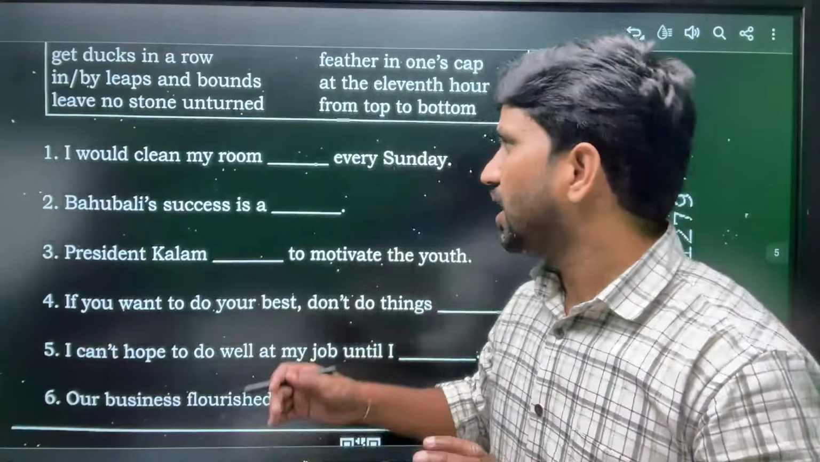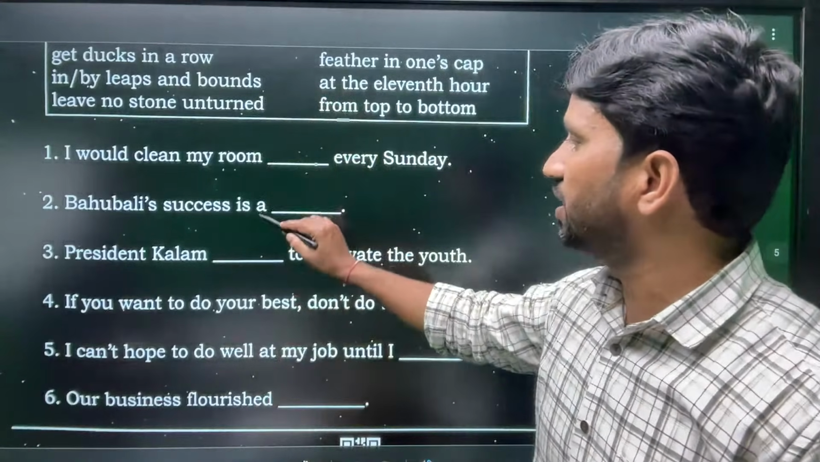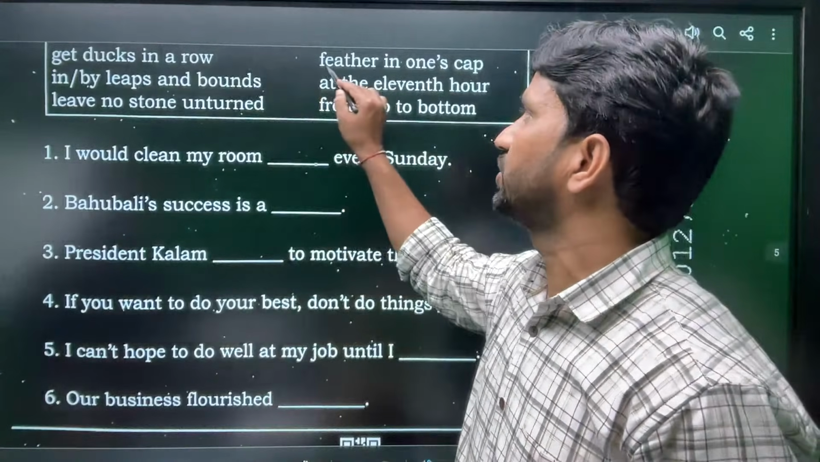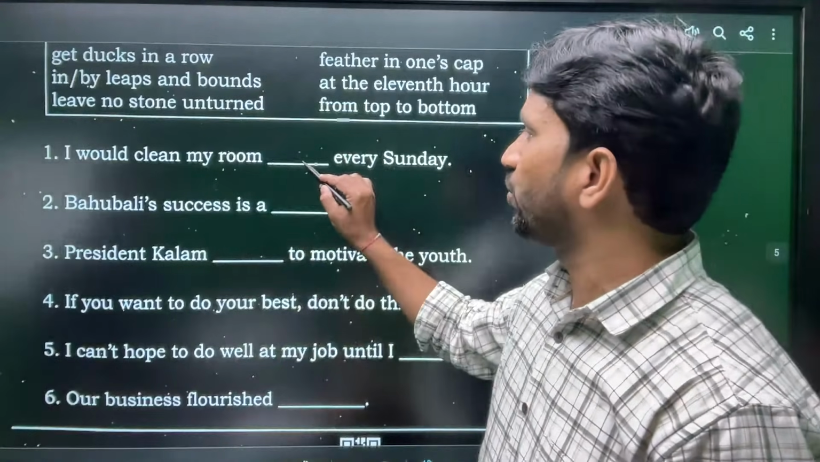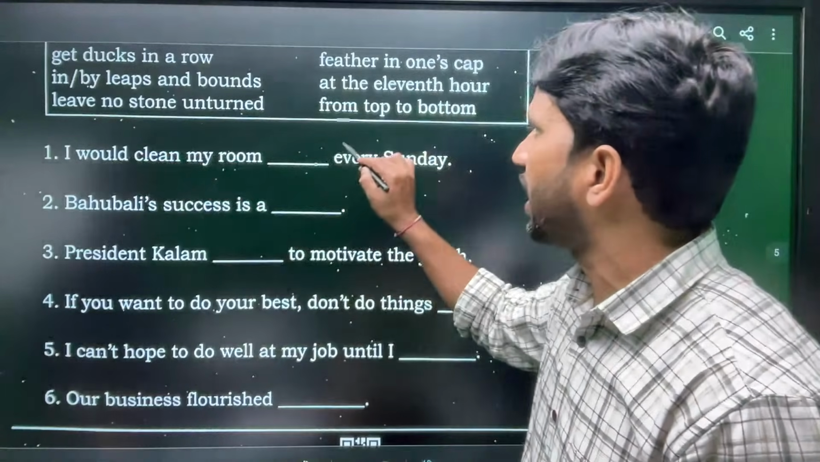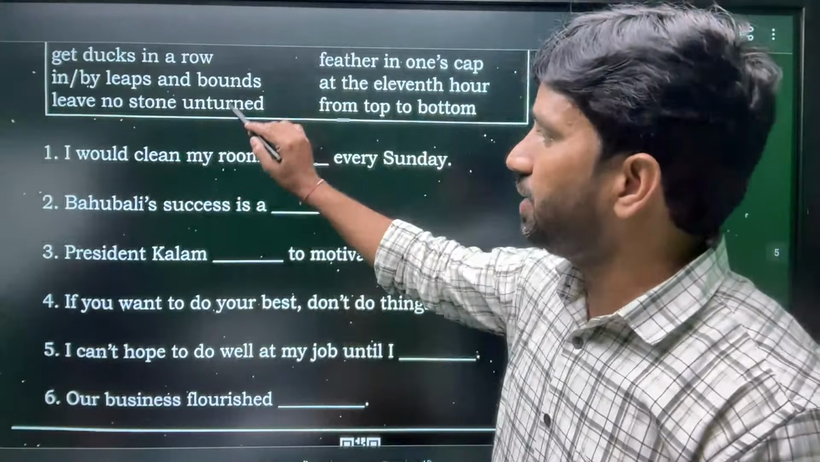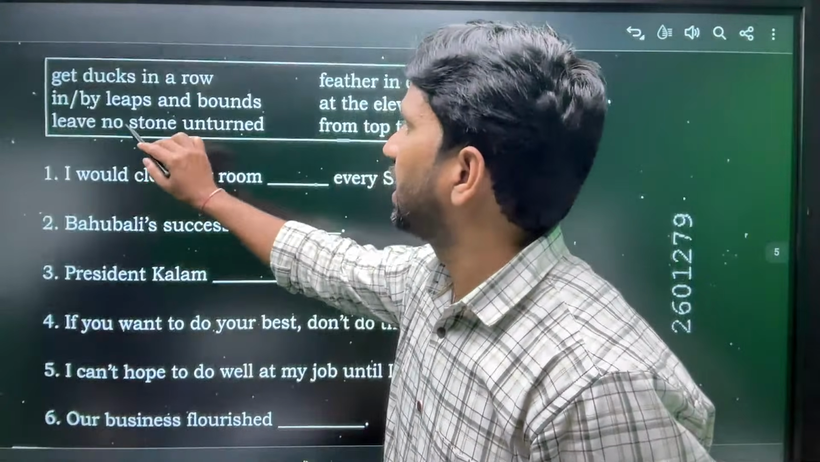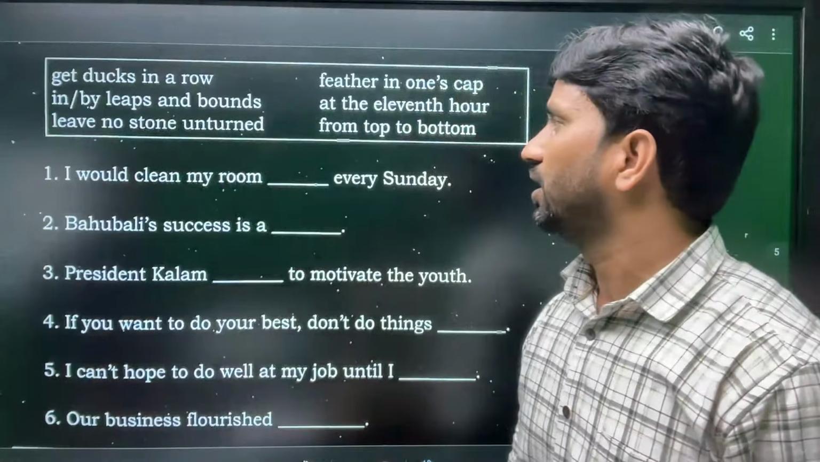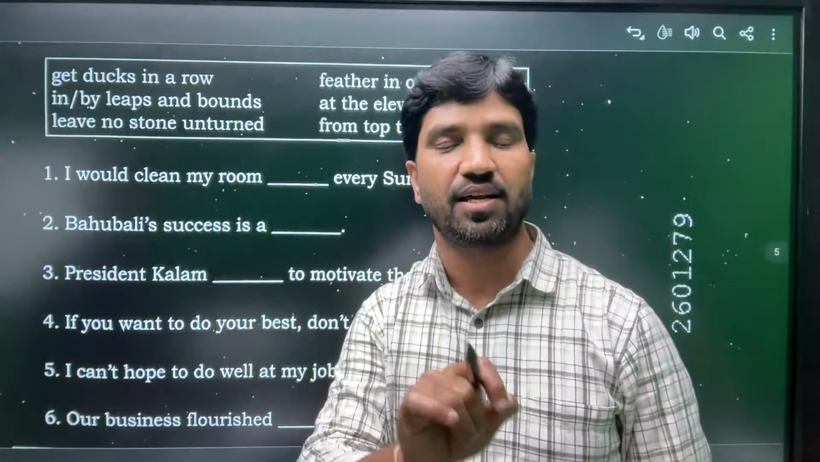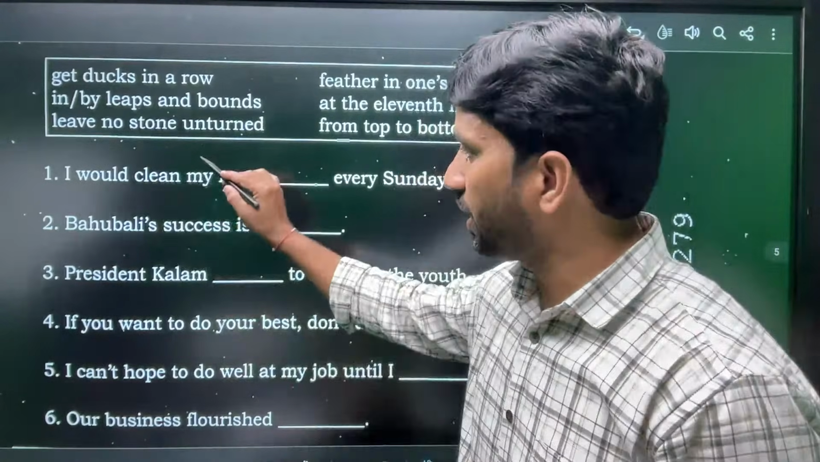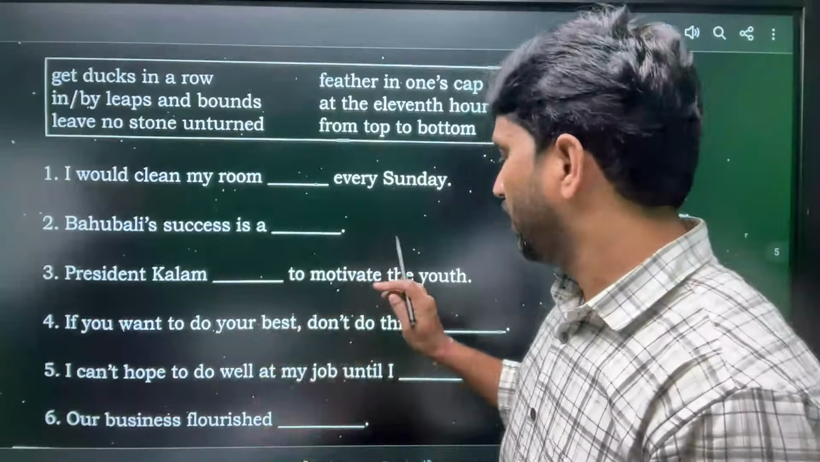See, here they give fill in the blanks also, and they will provide the options. So select the options for filling the blanks. Here also, no need to write all the questions and answers in your answer sheet. For example, the first one is like leave no stone unturned. Write only answers in your answer sheets, but don't repeat the questions again.